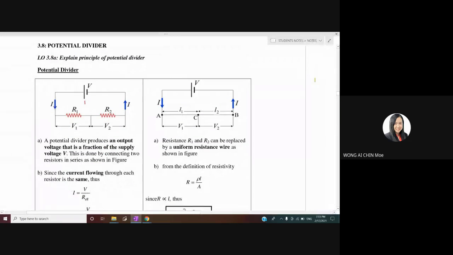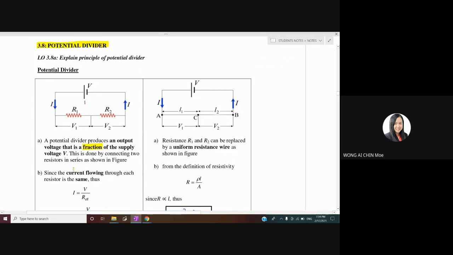Today we will continue with the last subtopic, 3.8, potential divider. A potential divider produces an output voltage that is a fraction of the supply voltage, meaning it is a ratio, a fraction. This is done by connecting two resistors in series, as shown in the figure.